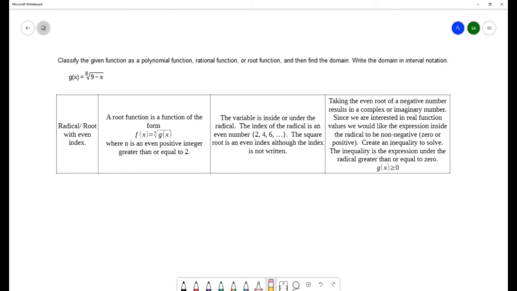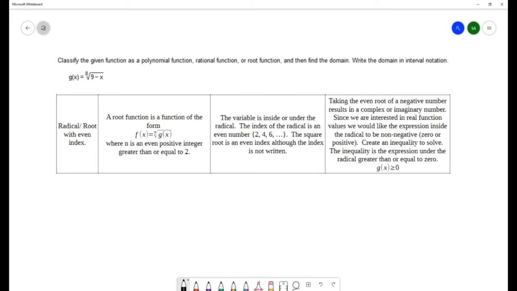And what we want to pay attention to is that when we take an even root of a negative number, that's going to result in a complex or imaginary number. Right now, we're only interested in real function values, and so we are not going to consider these imaginary or complex numbers. So that means that we need to restrict what is allowed underneath the radical. We want only non-negative values, 0 or positive. So when we're trying to find the domain, we're going to create an inequality where the expression underneath the radical is greater than or equal to 0.